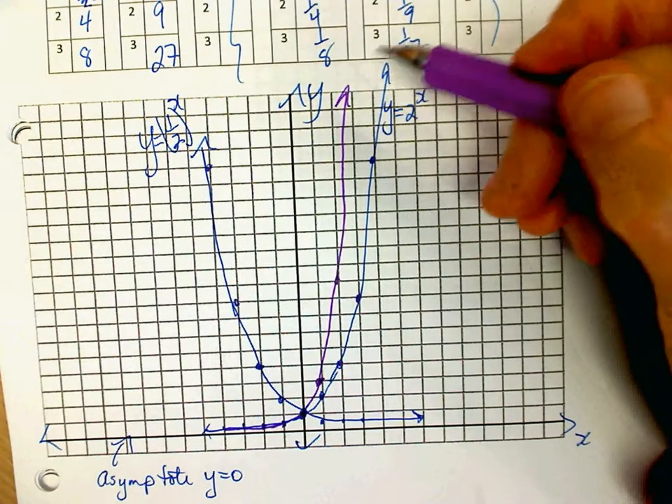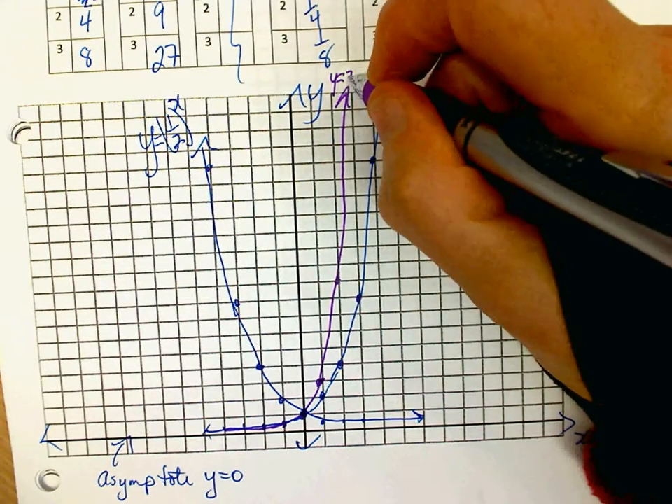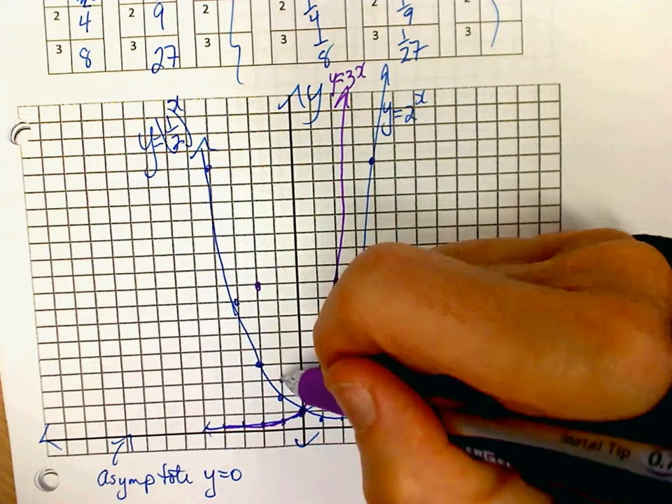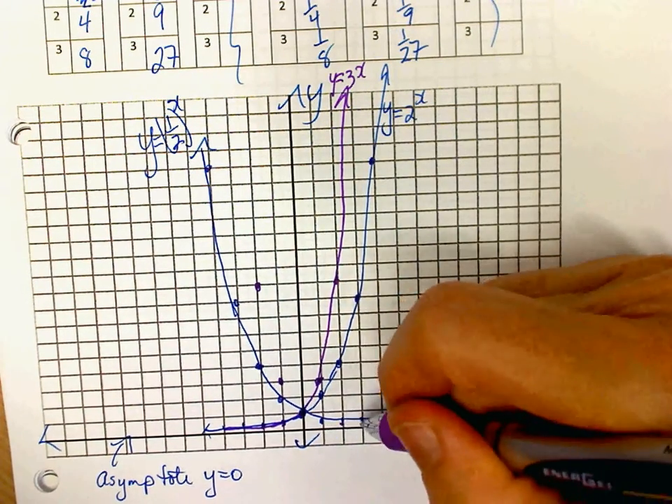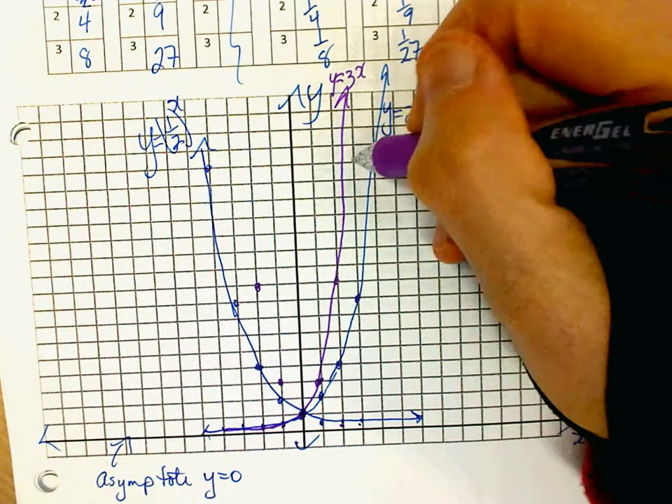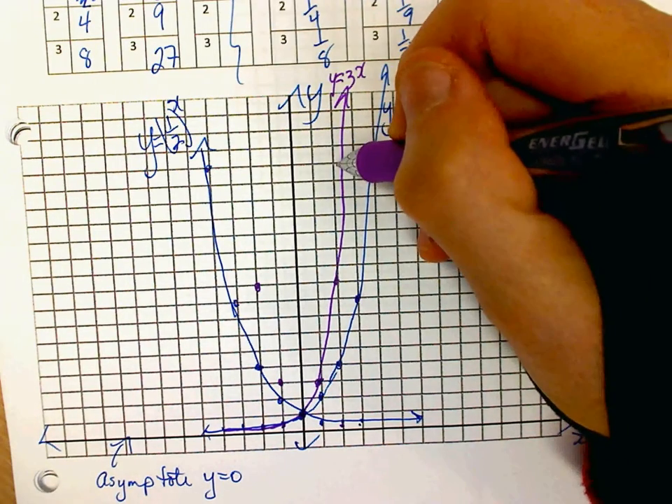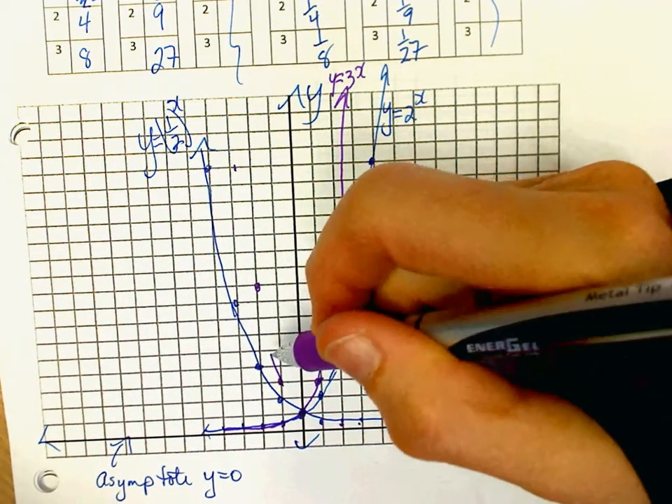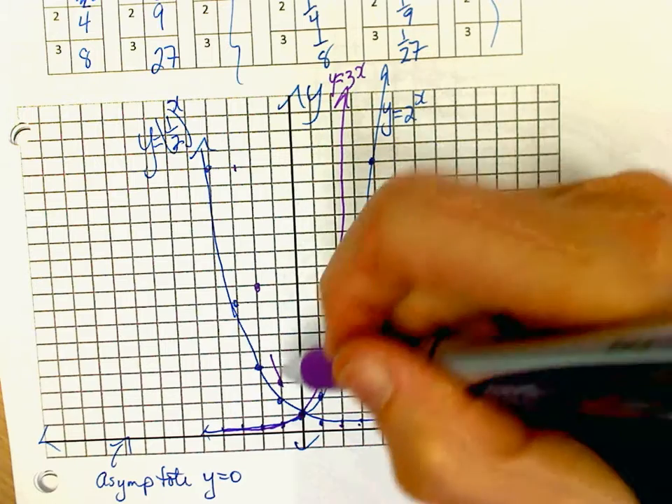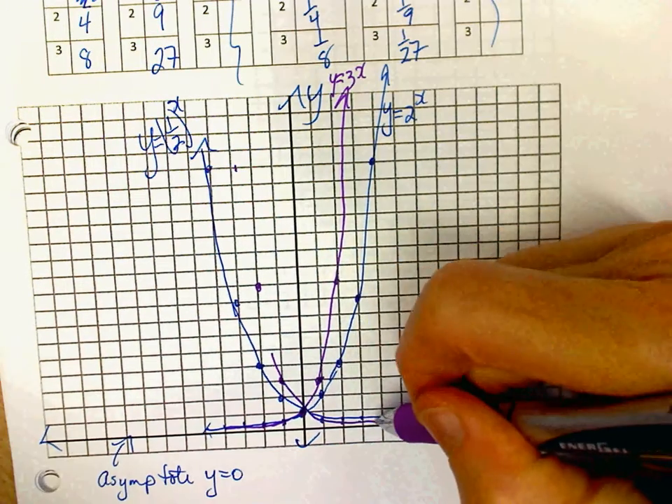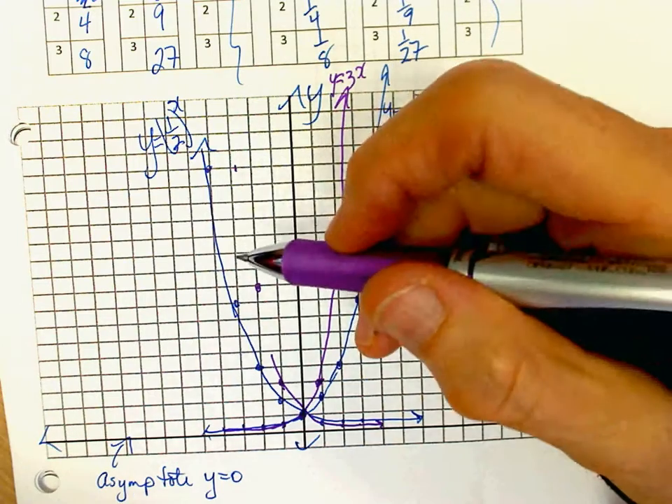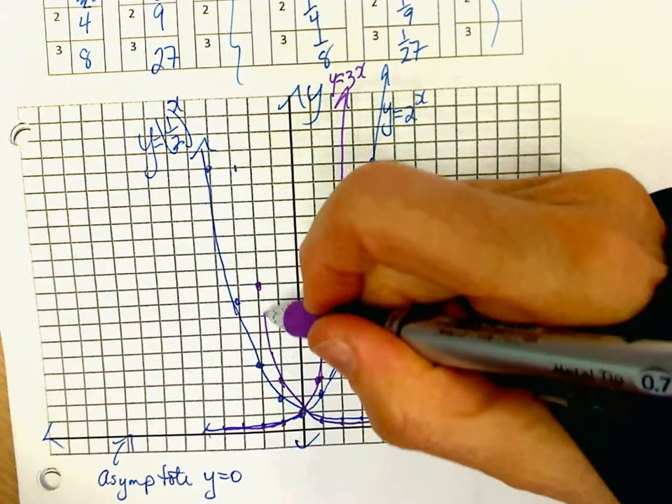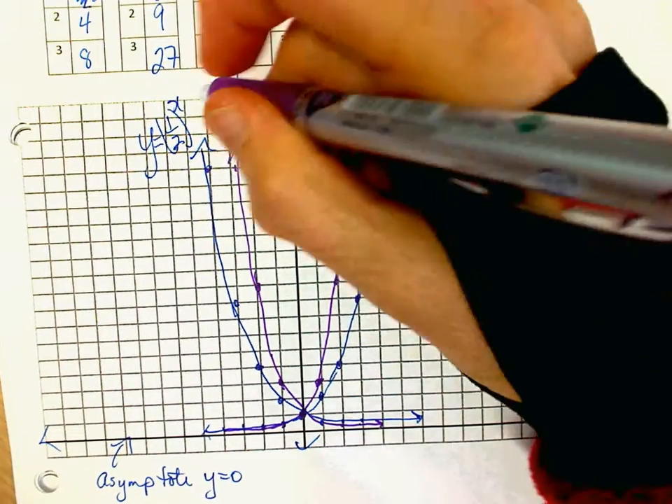And then the other one, this is y equals 3 to the x. Let's do 1 over 3 to the x. It's just a reflection in the y-axis. Oh no. So it'll be something, looks funny.